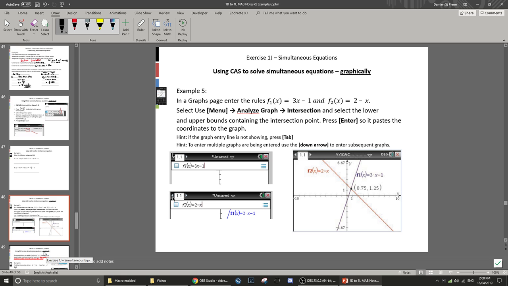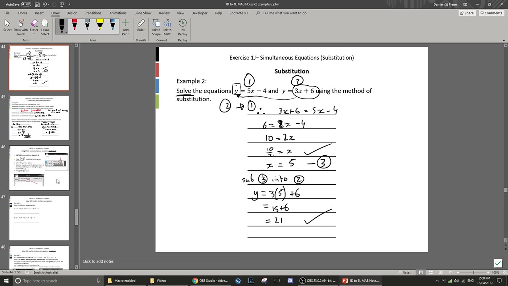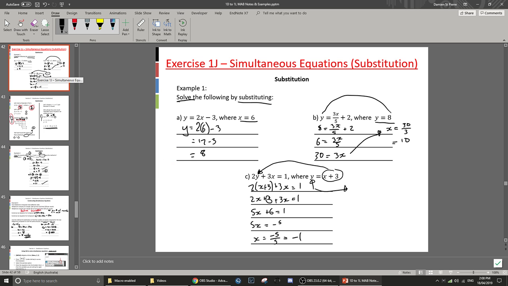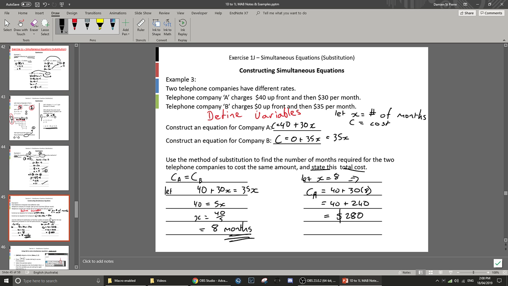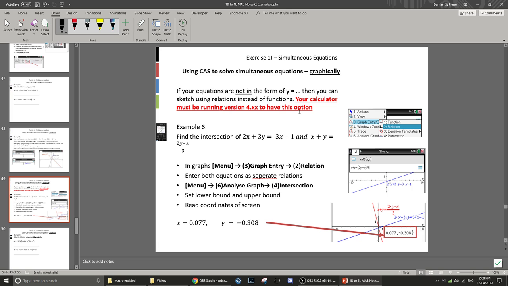Now sometimes though, and if we go back to, that's in the form of y equals. Here, this part C, we don't have this first equation in the form of y equals. Now we could rearrange it, but sometimes that's hard. If you've got squares, then you get into plus or minus issues. So when it's in this form, it's called a relation, not a function, because it's not y equals. So your CAS can actually do that for you. You don't have to do the rearrangement. You just need to plot it as a relation.